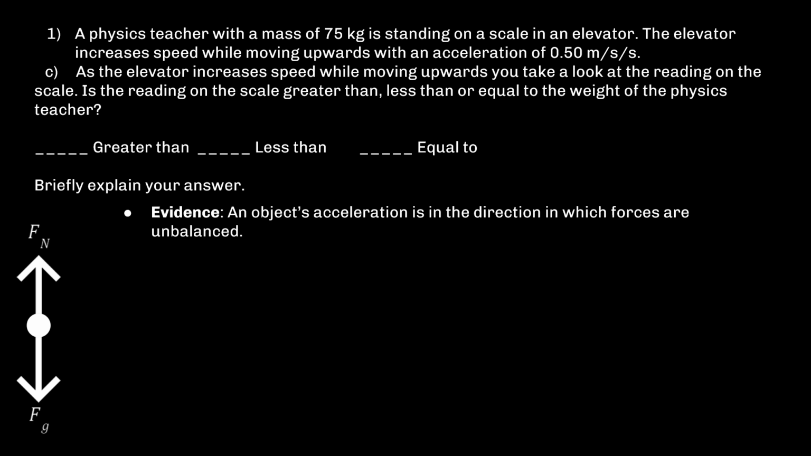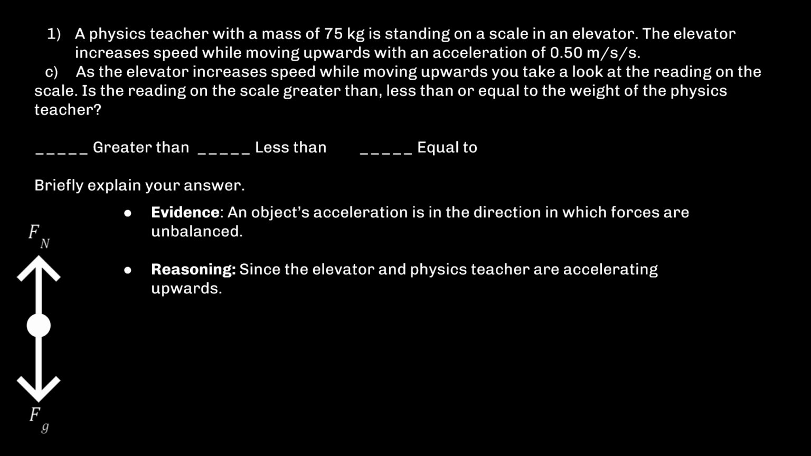Then we have to talk about our reason here. We figured out in part B that my acceleration was directed upwards for both the physics teacher and the elevator, since they're moving together as one. So we can say here, since the acceleration for both the physics teacher and the elevator is directed upwards, we can then make our claim, which is going to talk about the upward force and the downward force. So we know here the upward force, Fn, or the force of the scale on the teacher, must be greater than the force of Earth on the teacher here.